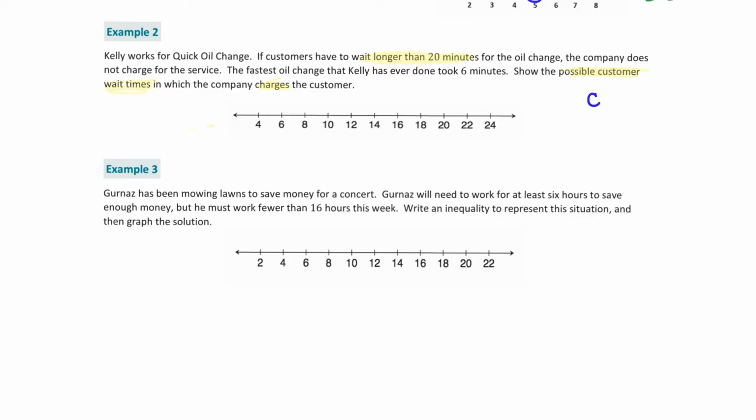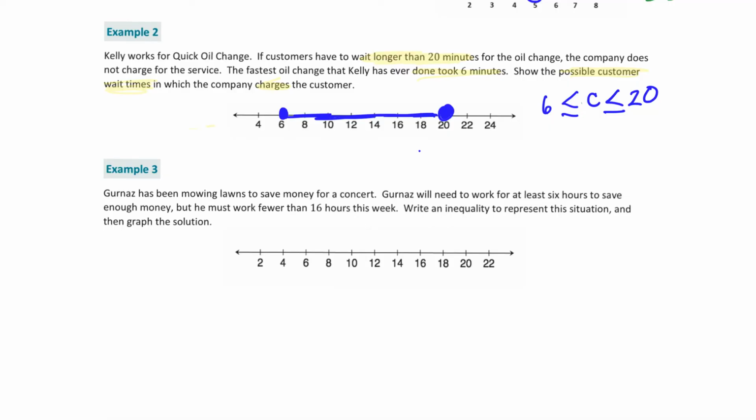So that means in order for you to get charged, you have to wait less than 20 minutes. So we're going to say less than 20 minutes. 20 is included. If you can get your oil change in less than 20 minutes, you will be charged. If you wait 19 minutes, 18, 17, 16, any of these times, you will be charged. Remember that the fastest that Kelly had was 6 minutes right here. So that's still where she got charged for an oil change.